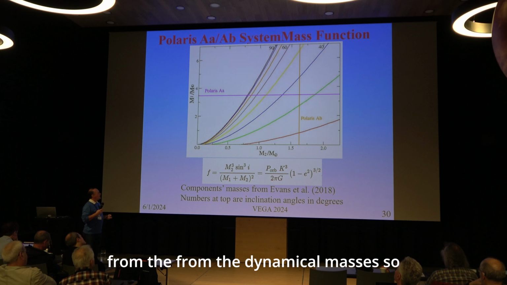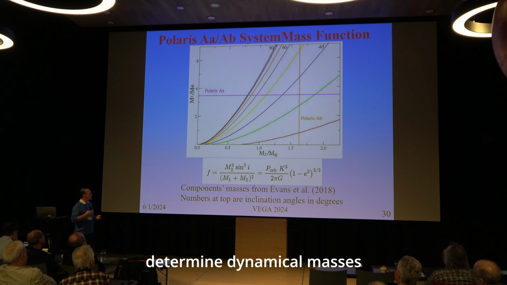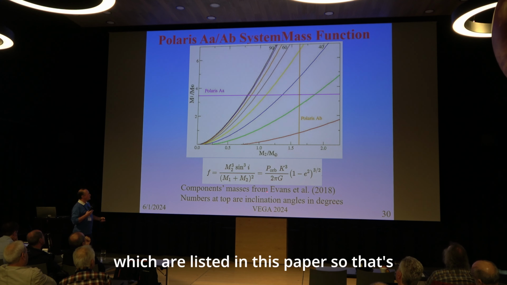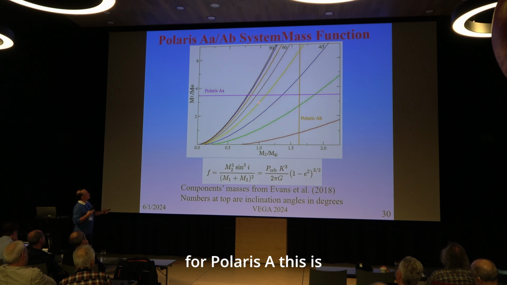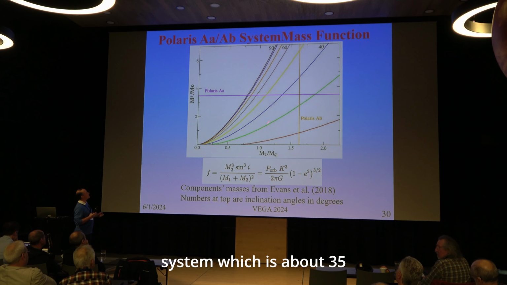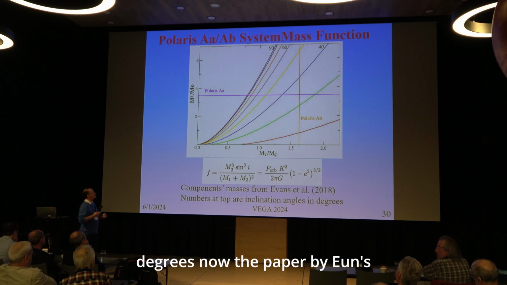This way we can determine dynamical masses, which are listed in this paper. That's for Polaris A, and this is for Polaris B. We can figure out roughly the inclination angle of this system, which is about 35 degrees.